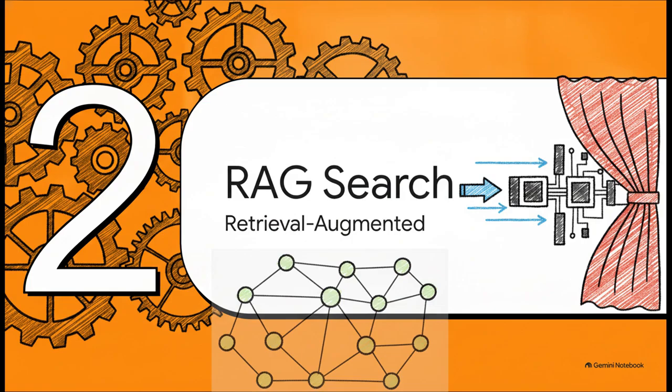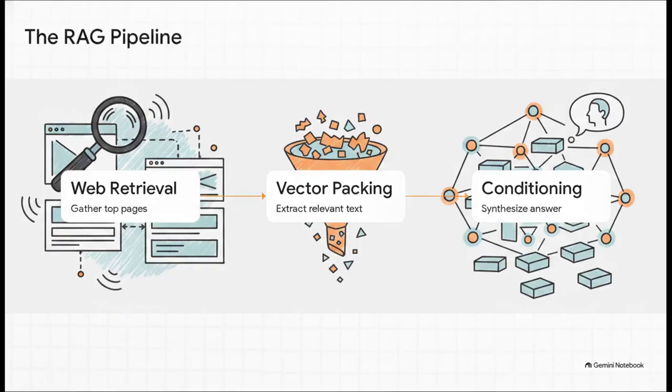Moving on to section 2, under the hood, RAG search. So you're probably wondering, how exactly do answer engines pull this off? Well, they use a clever 3-step process called RAG, which stands for Retrieval Augmented Generation. Think of this as a dynamic bridge. It lets the AI pull live data without having that data permanently baked into its training weights. Step 1 is live web retrieval. The AI translates your query and silently gathers the top 10 to 15 ranking web pages.